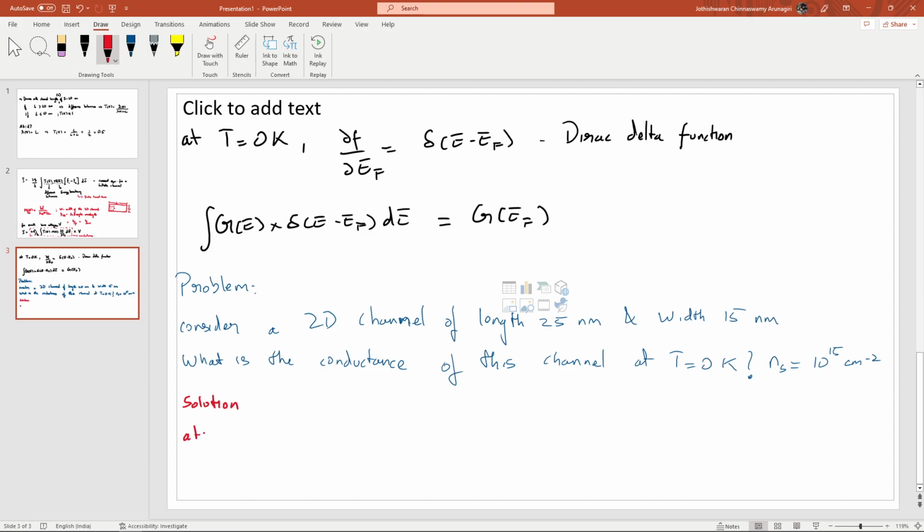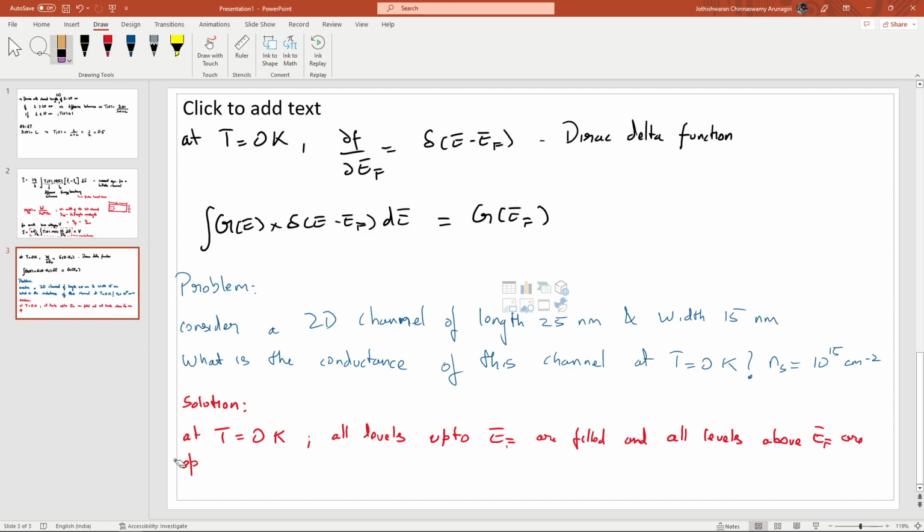First we have to remember that at T equal to 0 Kelvin, all levels up to EF are filled and all levels above EF are empty. So this is the first thing that we are supposed to remember.